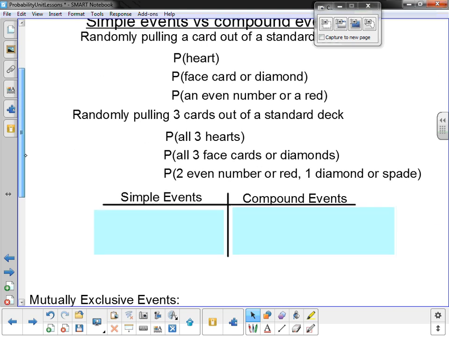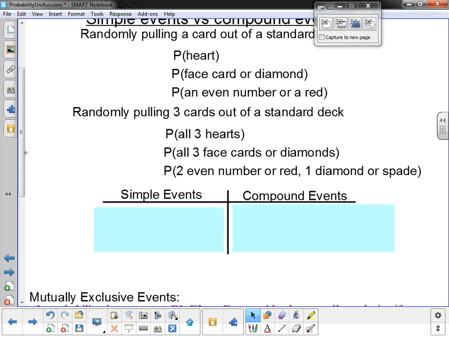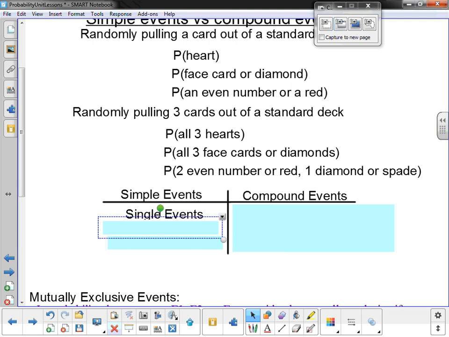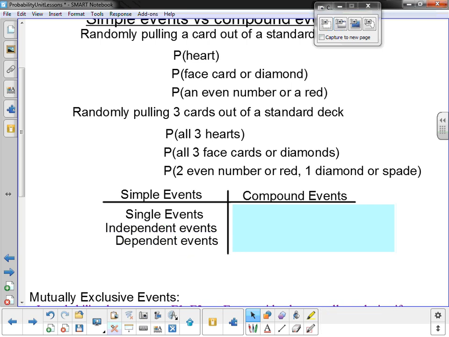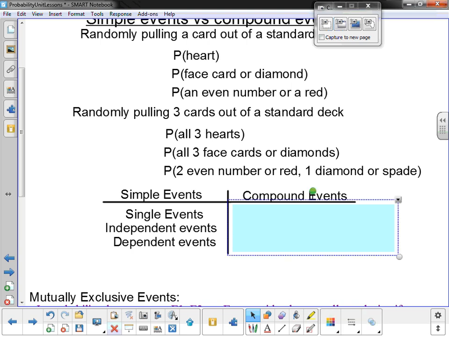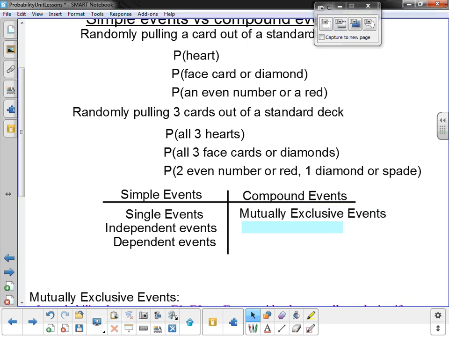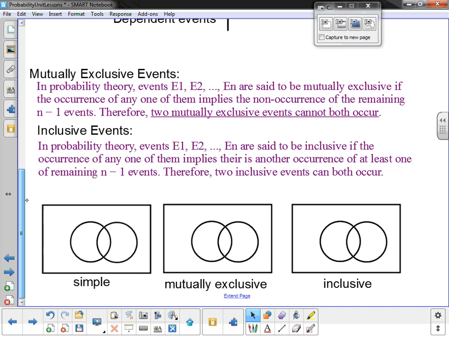Okay, so let's figure this out a little bit nicer. Simple events typically fall into your single events. Independent events typically are simple. Dependent events are typically simple. These two can float across into the other category. Now, compound events have really 2 big areas. They're your mutually exclusive events and your inclusive events. So let's find out what these 2 are. We'll just put it right here.